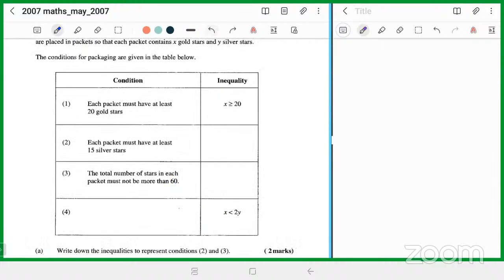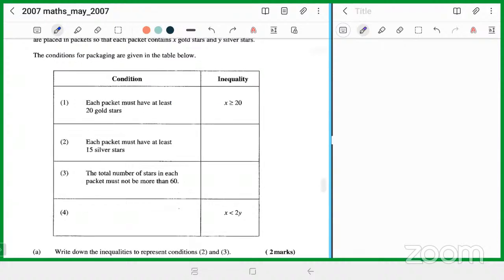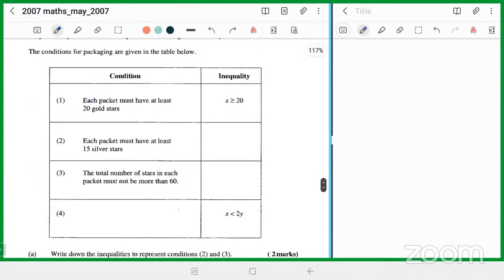Similar to how I did with the class thing when we introduced this topic with the boys and girls. When they give you the condition, you have to write the inequality here. And they do the first one for you. First condition is that each packet must have at least 20 gold stars. At least 20 gold stars.